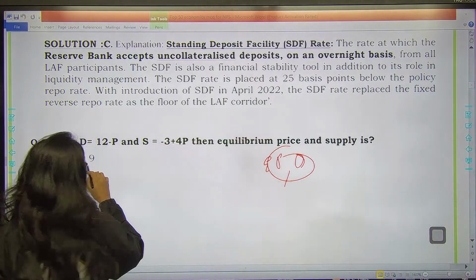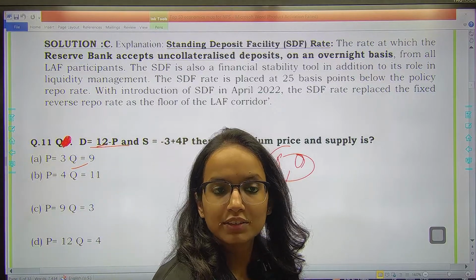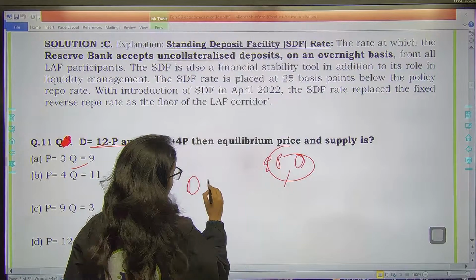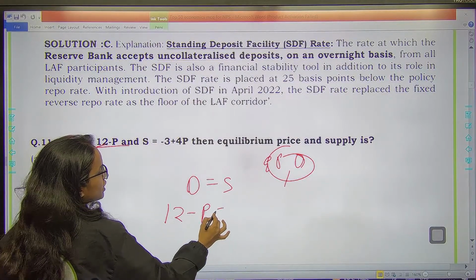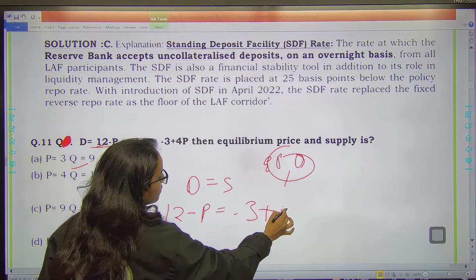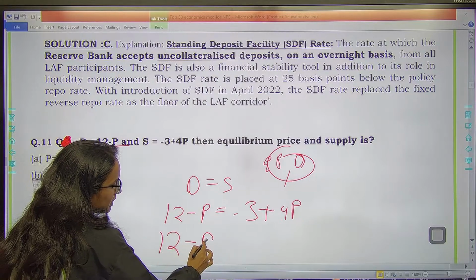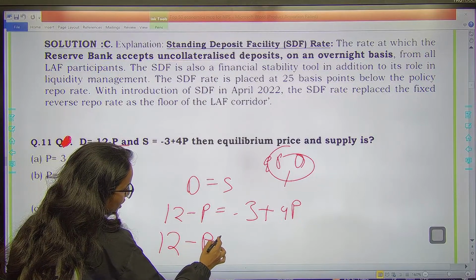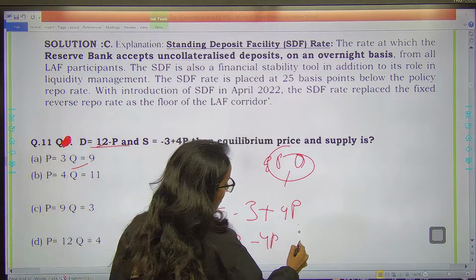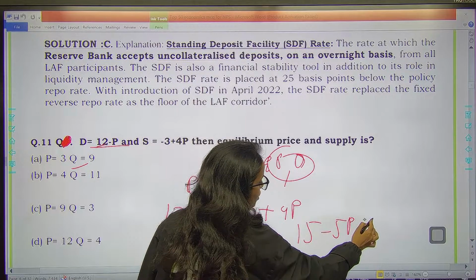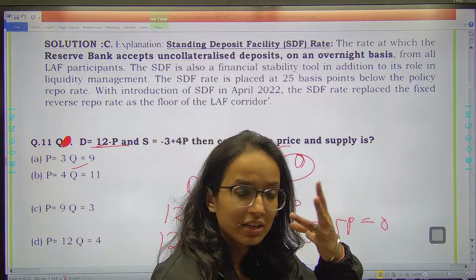3 and 9. See, what do you have to do here? Equilibrium is where demand is equal to supply. Yes or no? Okay. D is equal to S. Equate the equations. 12 minus P is equal to minus 3 plus 4P. Interchange, it becomes 12 minus P, bring the other values over here, plus 3 minus 4P. So this is 15 minus 5P is equal to 0. If you divide 15 by 5, the value of P comes to 3, right?